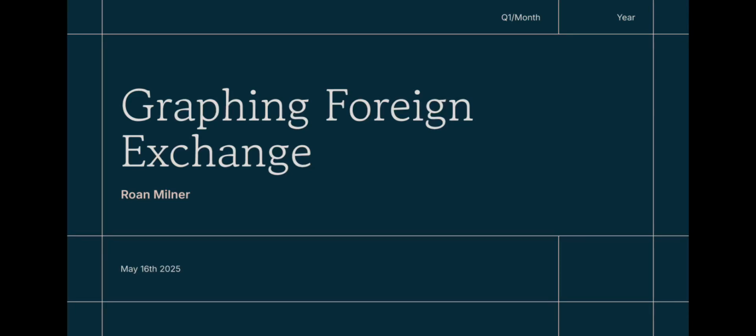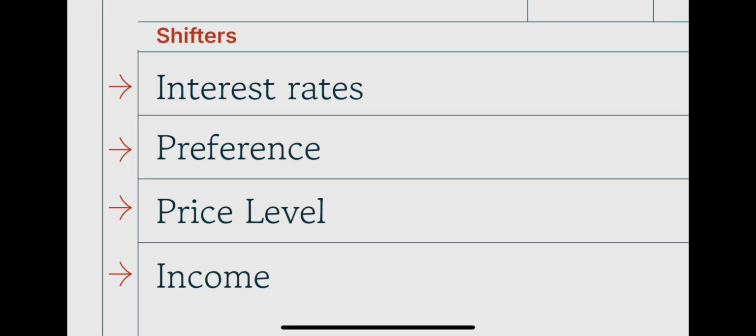My name is Rowan Milner, and I did my final project on graphing foreign exchange. The four shifters of the foreign exchange graph are interest rates, preference, price level, and income.